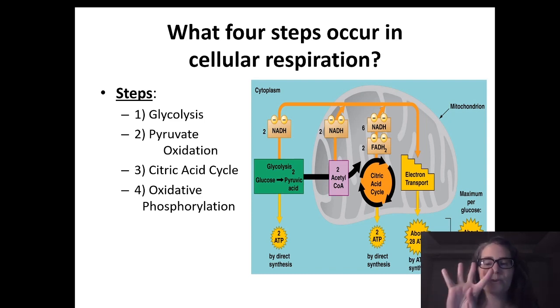I want you to know the 4 steps of cellular respiration and their order. So step number 1 is called glycolysis. We're going to call step number 2 pyruvate oxidation. It has a few different names, but that's what we're going to call it. Step number 3 is citric acid cycle, and step number 4 is oxidative phosphorylation. So make sure you know those steps.